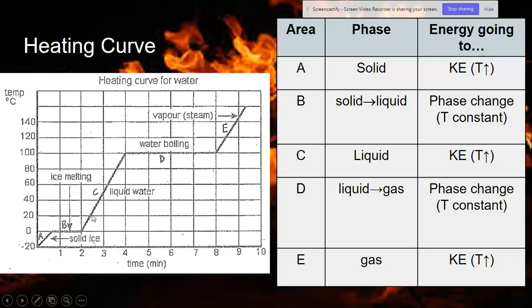And then at C, you're all liquid at that point, so you can heat up the liquid, and then at D, you're boiling that liquid, and that doesn't change the temperature until you get to E, where the liquid's all a gas, and then you're just heating up the gas. So the boiling point would be where this is flat up on top, and the melting point would be where this is flat on the bottom.